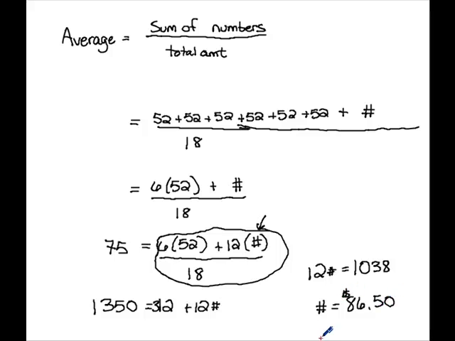So this tells me that the last 12 hours, each hour I have to have average winnings of $86.50 per hour to then get a total average winning of $75 per hour for the entire trip. This can be written directly into the baseball problem, the baseball averages. It's the same setup.